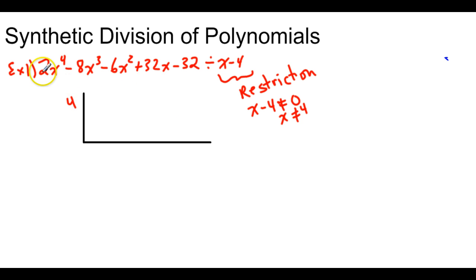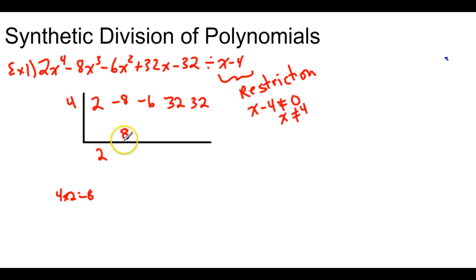The rest of the setup here will be using the coefficients of the various terms: 2, -8, -6, 32, and 32. And basically the process is fairly straightforward. We start with the 2, and essentially what we're doing is adding down the column. There's nothing to add here, so just the value 2. Then we multiply the 4 out front by the 2 right here and write the result here. So 4 times 2 is 8, and the 8 goes in here.